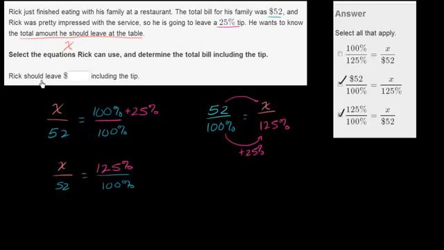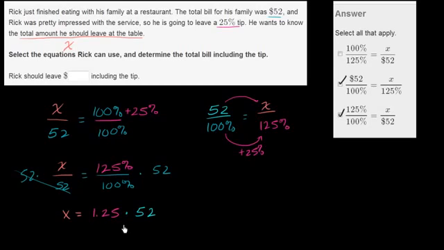But either way, our last thing to do is actually to figure out how much Rick should leave. So we need to actually solve for X. And we could go back to this original equation here. If we multiply both sides by 52, we get X is equal to 125% divided by 100%, which is 1.25, times 52. And then I could just multiply that.